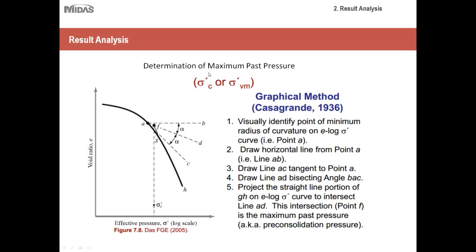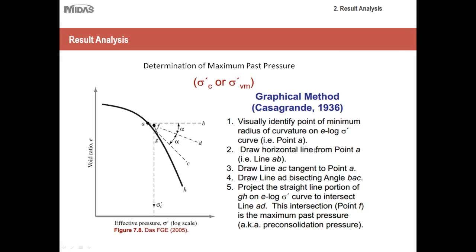And then how to determine the maximum past pressure. You'll have your void ratio versus your effective pressure on a logarithmic scale, and then you'll follow these steps. Essentially, you'll find the slope that corresponds to your maximum past pressure. First, visually identify the point of minimum radius of curvature on a logarithmic scale. Point A here is your point of minimum radius of curvature, and you can usually find it by closely looking at your curve.